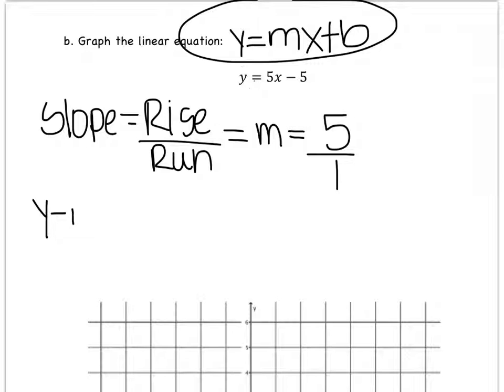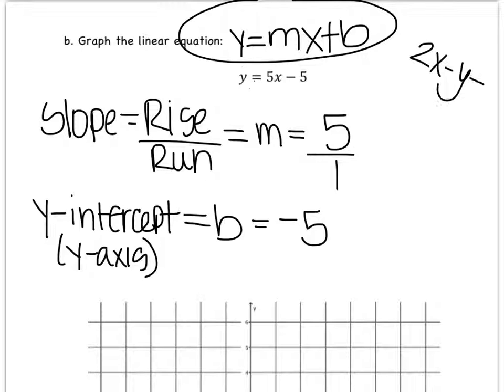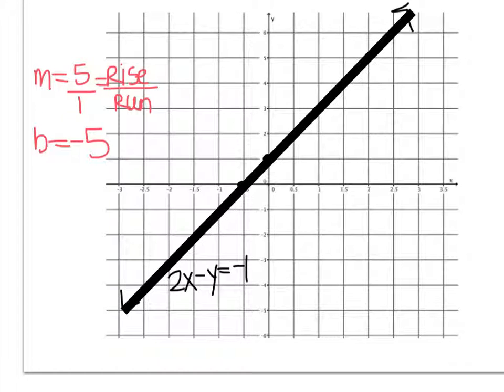Now I know that my y-intercept, again, if it's your y-intercept, it should hit your y-axis. My y-intercept is labeled at my b, and my y-intercept for this one is negative 5. So now I'm going to go ahead and graph my y-intercept and use my slope to create my line. And again, we're going to do this on the same graph that we graphed our equation, 2x minus y equals negative 1. Okay, so I'm going to start with my y-intercept. My y-intercept is negative 5. So I'm starting on my y-axis at negative 5.